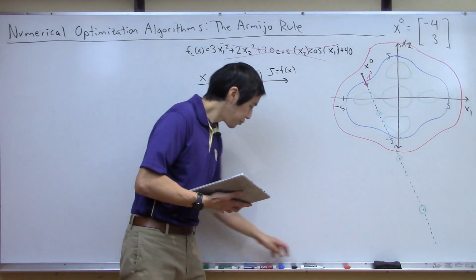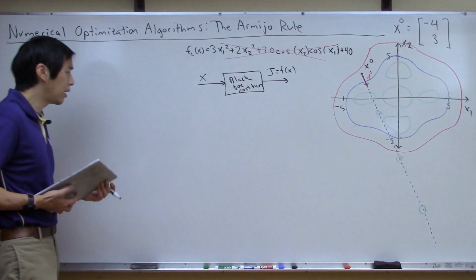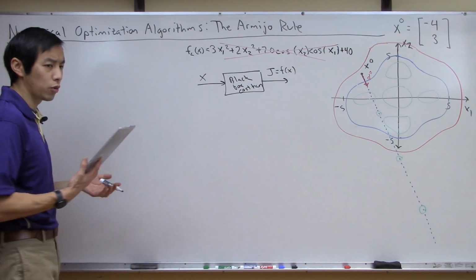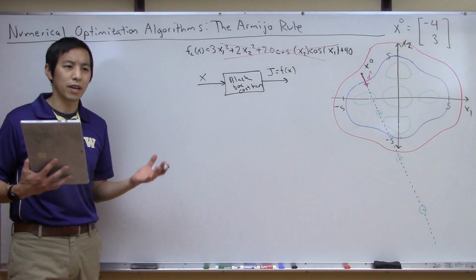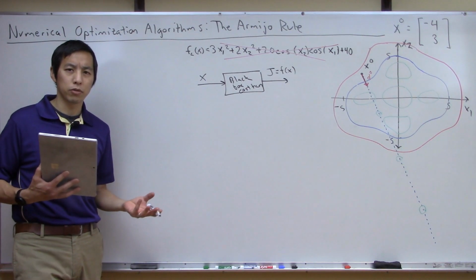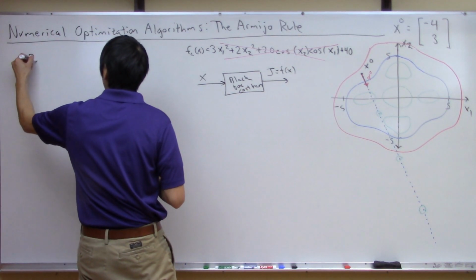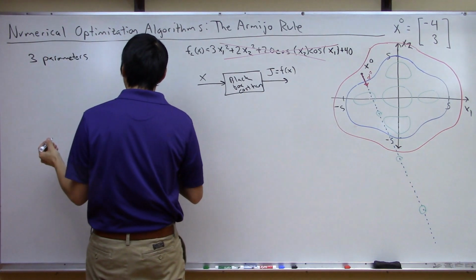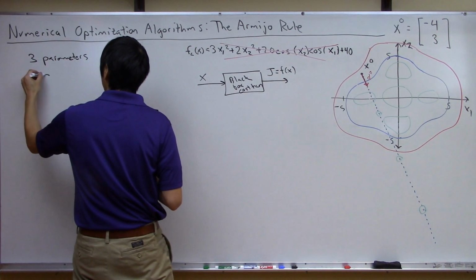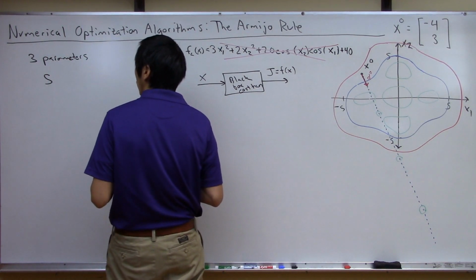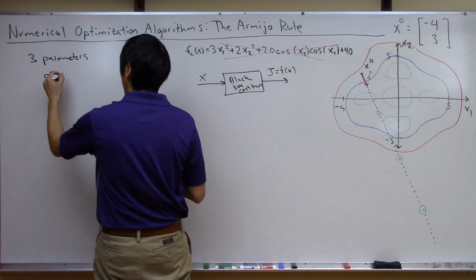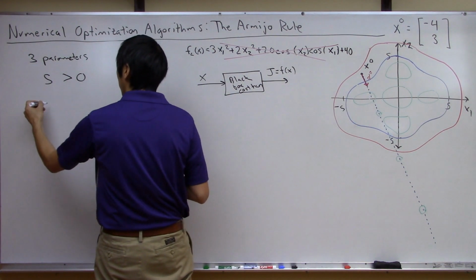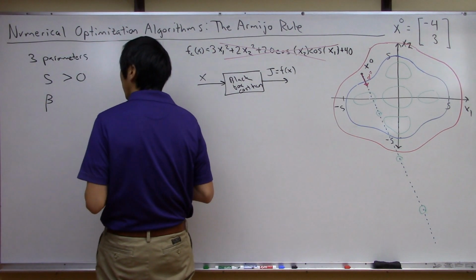Okay, so if that sounds good, maybe let's talk about what is the Armijo rule. And what's really cool about the Armijo rule is it's fairly simple to implement, and there aren't too many parameters associated with it. In fact, there's only really 3 parameters associated with the Armijo rule. So the first parameter is a value of s, and the only restriction on s is that this has to be greater than 0, okay? The other parameter is beta, okay?